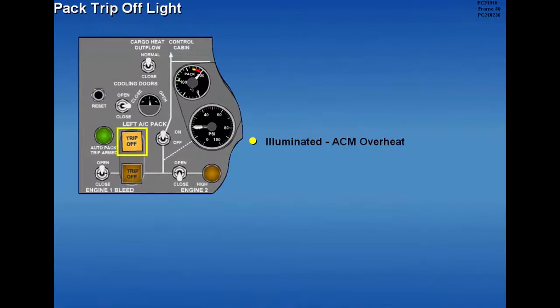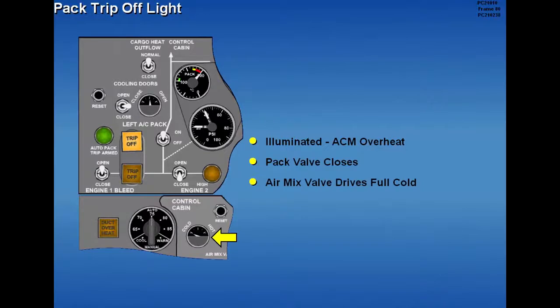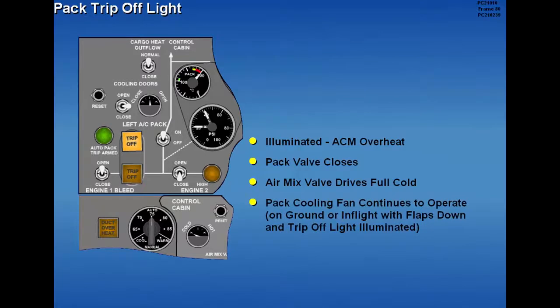Should an overheat occur in an ACM, the respective pack trip-off light illuminates, the pack valve closes, and the air mix valve drives to full cold. On the ground or in flight with the flaps down, the affected pack is cooled by its pack cooling fan, as long as the trip-off light is illuminated.